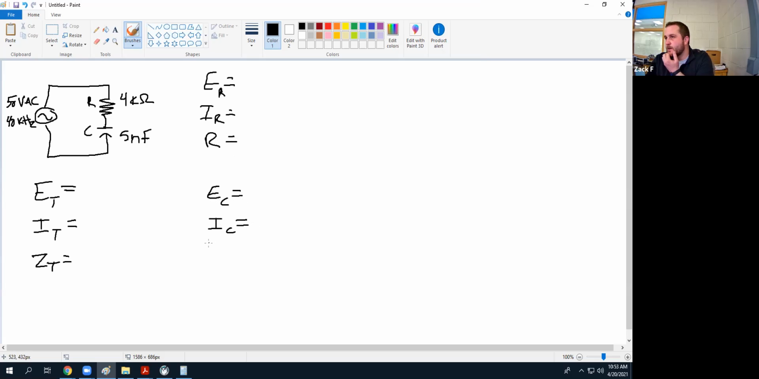But the capacitor is doing something to that circuit. Yep, capacitive reactance. Remember, that's an ohmic value. All right, so is there anything straight away that we can solve for? We're given total voltage, right? We're given resistance.